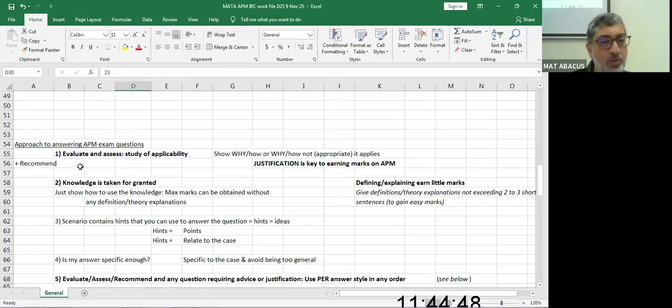So what we need to do is to evaluate and assess. We need to show why and how, or why and how not, in terms of how your particular point applies. But justification is the key to earning marks on APM. So whatever point you want to make, if you're not going to try to justify, say why, you're not going to get marks. The point could be correct, the marker will not give you marks for it.